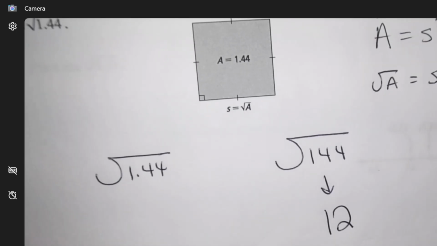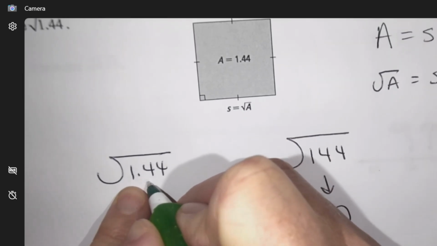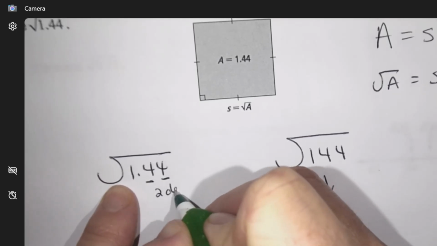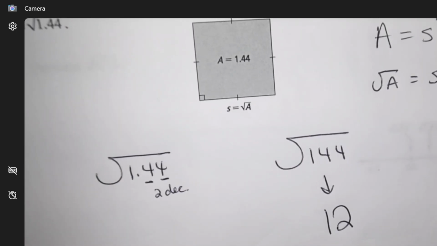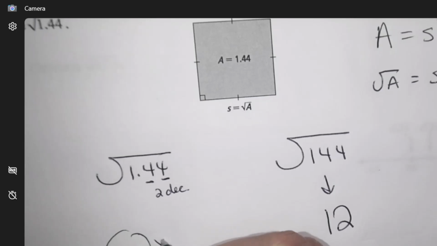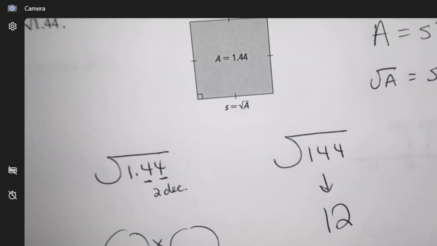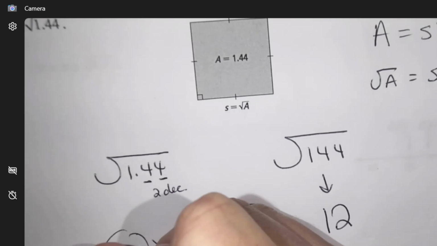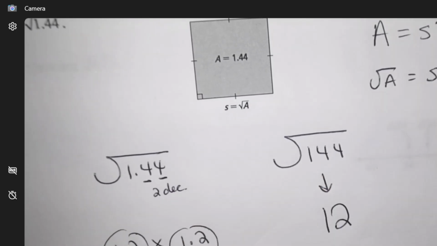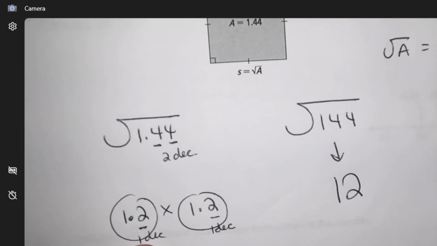Okay, so this needs to have 2 decimals. So we're going to have 1 decimal and a 1 decimal to make 2 decimals in the final, right? 1.2. Does that make sense? Because we need 2 decimals, so we're going to have to split it to have 1 decimal and 1 decimal.